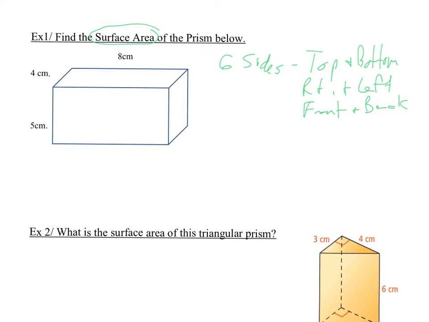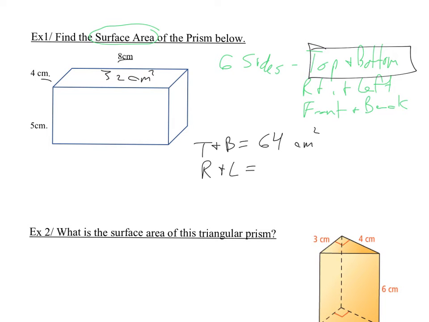So if I look at the top side, the area of the top side here is 8 times 4. So 8 times 4 would make the top 32 square centimeters. Well, the top and the bottom are the same size. So top and bottom together would be 64 square centimeters.